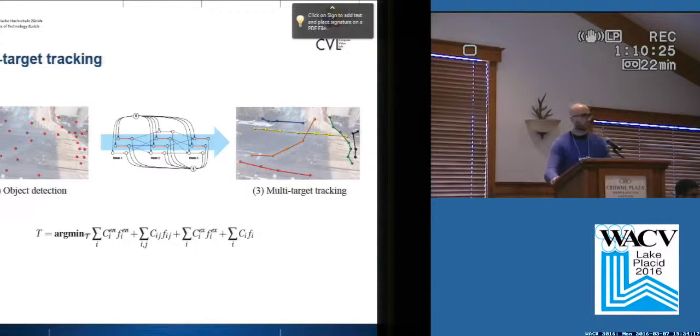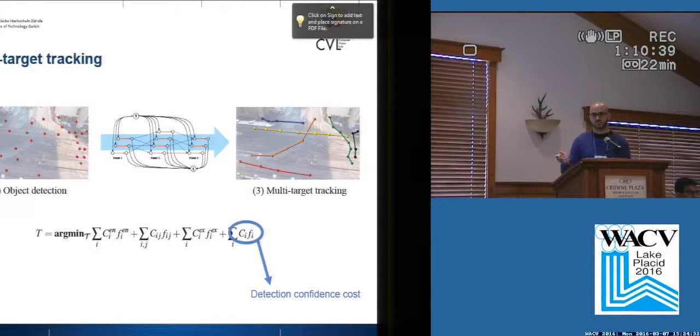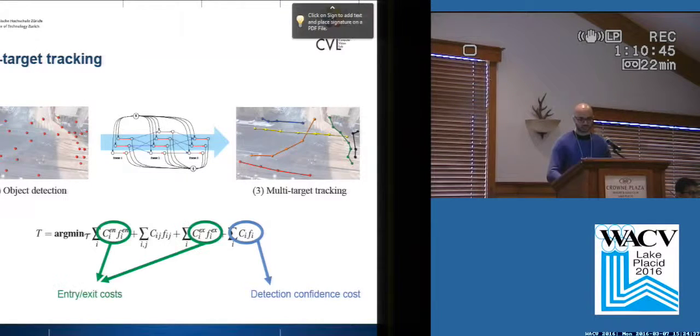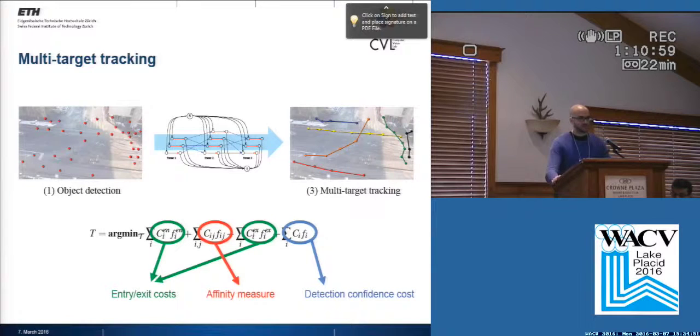This is usually done with a global optimization in which you have three types of energy functions. The first energy function is the detection confidence cost. This detection confidence cost basically encourages using good detections to associate them into trajectories and penalizing bad detections that are probably false positives. Then you have some entry and exit costs that are usually considered constant, and they basically are an indirect way of controlling the number of trajectories. And then you have the affinity measure. The affinity measure is actually the one that tells you the probability, the likelihood, of two detections belonging to the same object, just in different frames.